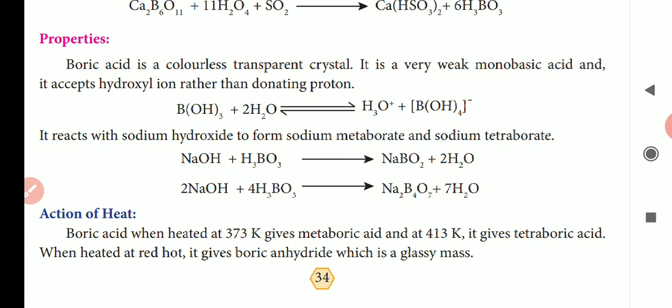It is a monobasic acid. What is the meaning of monobasic acid? It reacts with only 1 mole of base. So boric acid reacts with 1 mole of sodium hydroxide to produce NaBO2 plus 2 moles of water. It can react with 2 moles of sodium hydroxide: 4 moles of H3BO3 produce Na2B4O7 plus 7 moles of water, sodium tetraborate. What is the action of boric acid with sodium hydroxide? It is a 2 mark question.